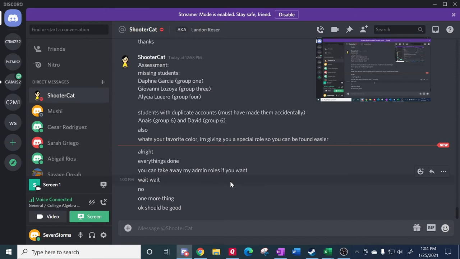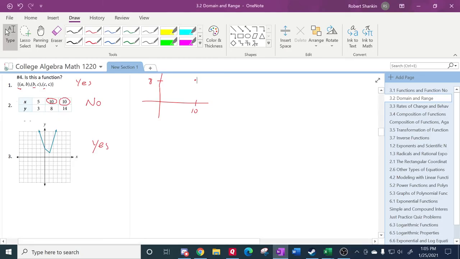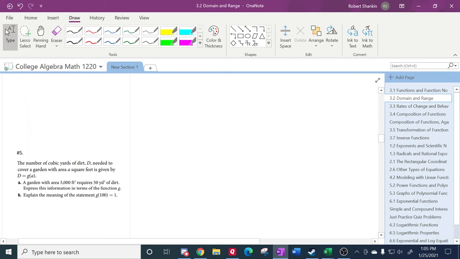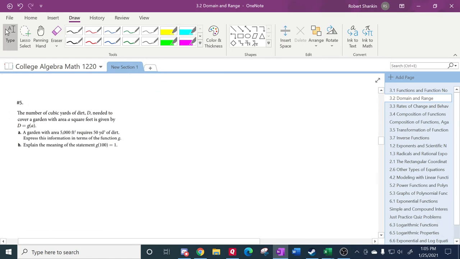If you're yellow, you're group 3. If you're green, you're group 4. If you're blue, you're group 5. And if you're purple, you're group 6. Okay, and if anybody finds out that they're in a wrong group, just let me know, and I'll have Landon stick you in the right group. Okay. And all right, let's go to number 5.